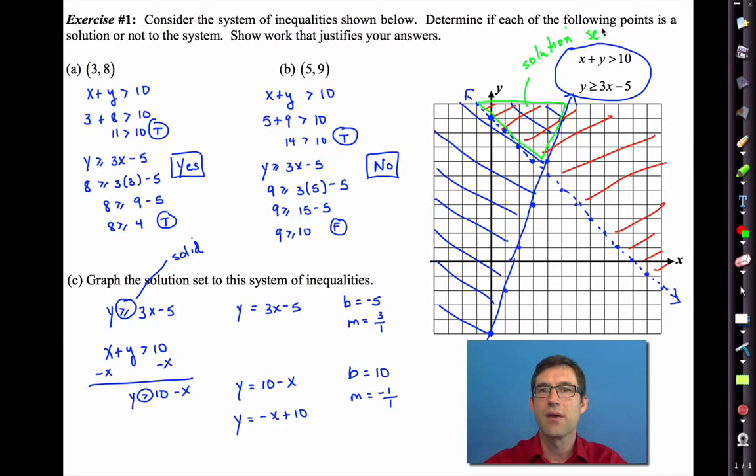And if you notice, 1, 2, 3, 1, 2, 3, 4, 5, 6, 7, 8. There's my 3, 8. On the other hand, my 5, 9, 1, 2, 3, 4, 5, 1, 2, 3, 4, 5, 6, 7, 8, 9 is not in the solution set. It's not in the double overlap. So the solution set to a system of inequalities is where the two parts of the shading overlap, if they overlap at all. But that's it. That's the whole story.